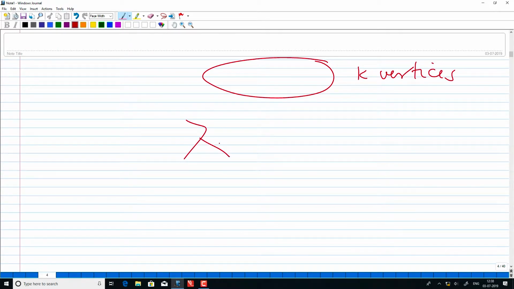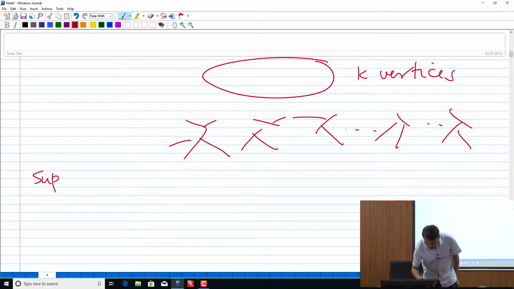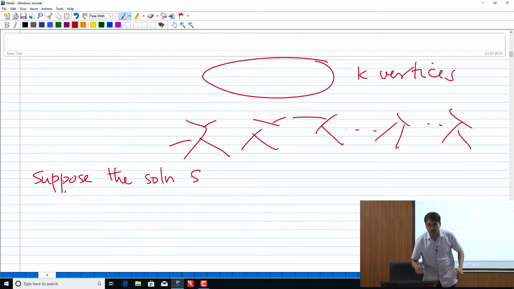Okay, so let's come back to the picture again. There are some k vertices here, and I have a bunch of trees. So my whole graph looks like this, and I want to design a minimum vertex cover for this problem. So let me start with the following idea. Suppose the solution S. I am asking for a minimum vertex cover.